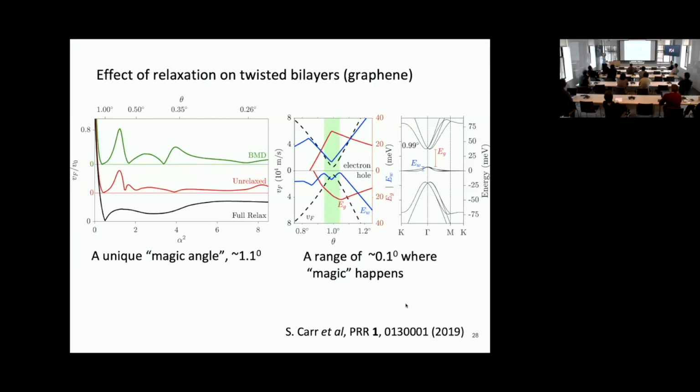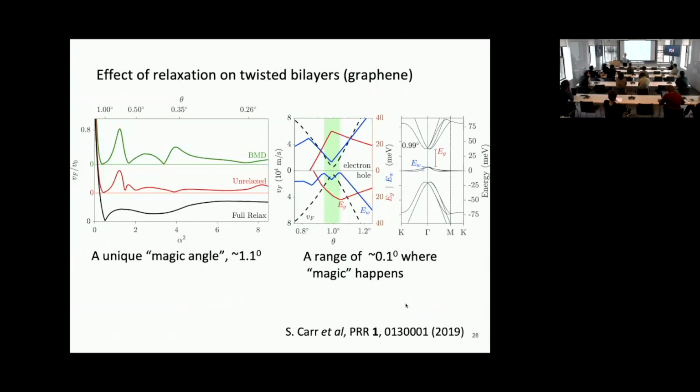Okay, this is a complicated plot. I'm going to try to describe it in words. Basically, this shows you that there are three important features of the flat bands. One is the width of the bands. The other is the slope here at the edges, the Fermi velocity, and the third is the gap between the flat bands and the other bands.